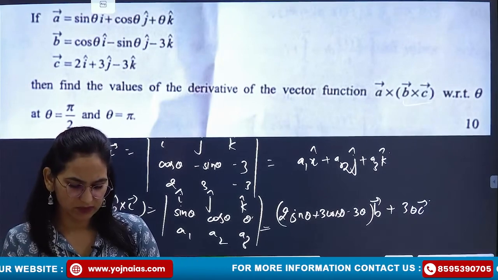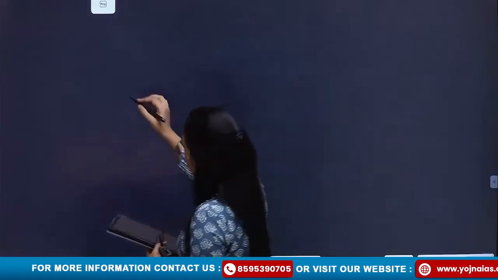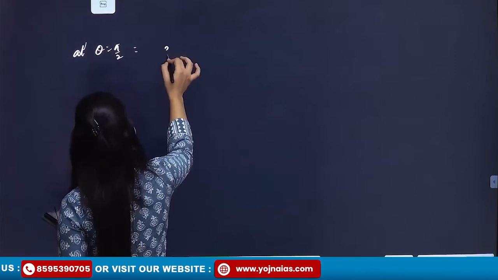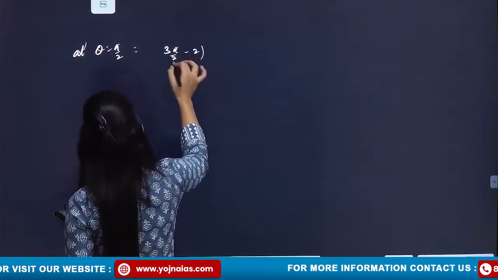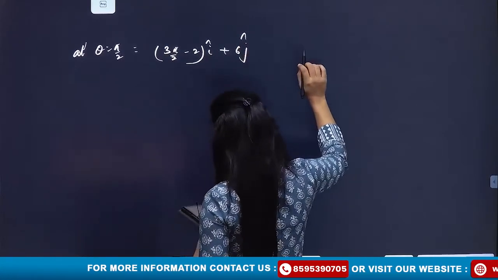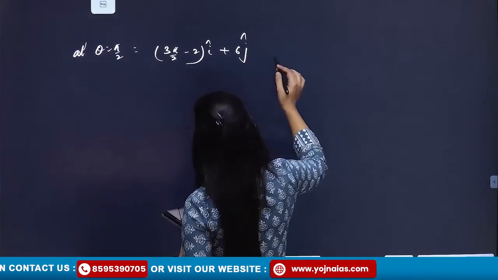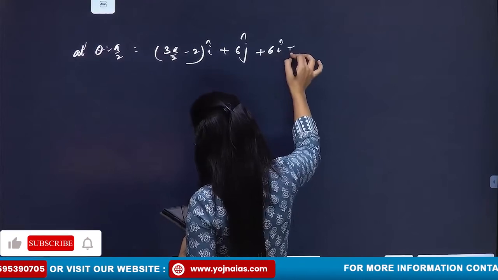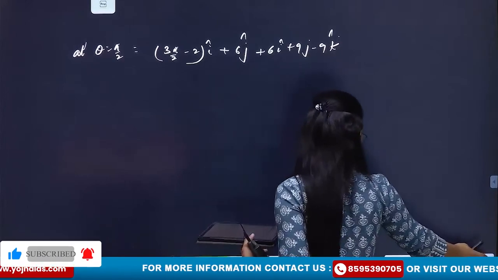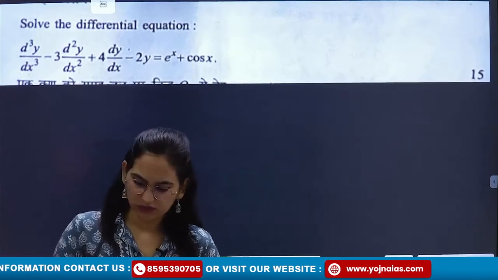and at pi it's at pi by 2, it is going to be pi by 2 minus 2 iota plus 6 k plus I plus 9 j minus 4 theta is equal to pi, check kar lena. Next question, solve the differential equation, very easy this question.